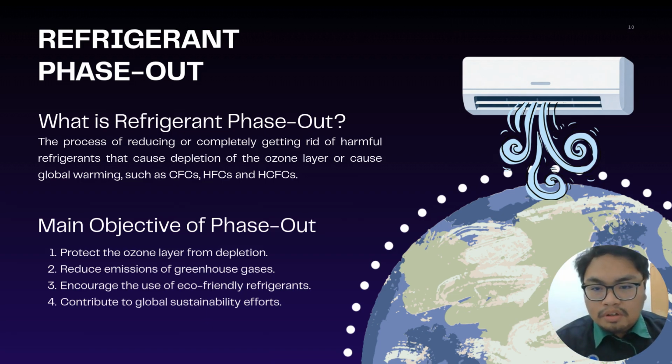So next is about the refrigerant phase out. So what is the refrigerant phase out? The refrigerant phase out is a process of reducing or completely getting rid of harmful refrigerants that cause depletion of the ozone layer or cause global warming.